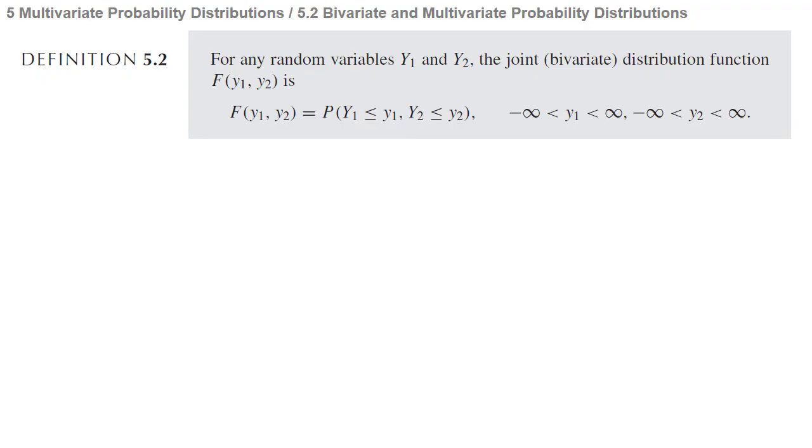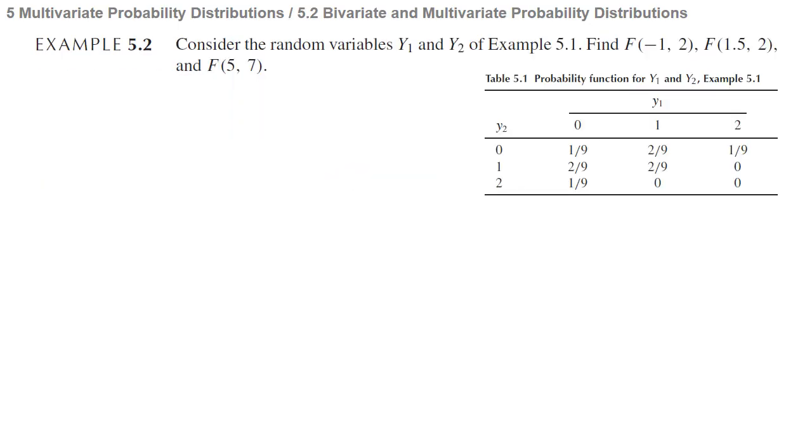Let's look at definition 5.2. For any random variables y1 and y2, the joint bivariate distribution function F of y1 and y2 is defined like this. Okay, this is the definition, and actually this is an extended definition for the distribution function. So for example, F of y is the probability of Y less than or equal to y. So this should be the natural extension for this.